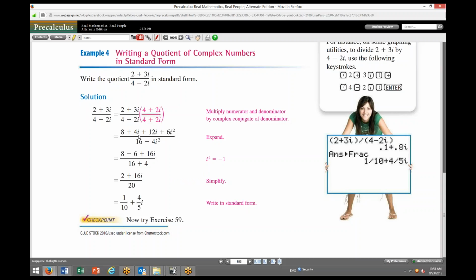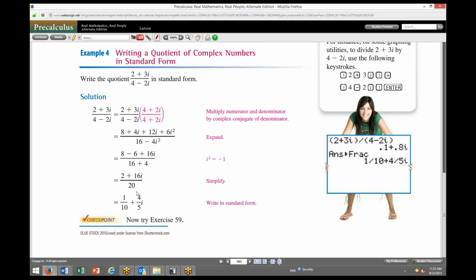So from this step down to this step, what they've done is add the like terms 4i and 12i to get the 16i, and they've converted 6i squared into its equivalent negative 6 form, as just a pure real number. So then we have 8 minus 6, combine that, is just 2 plus the 16i over 20. No longer do we have i in the denominator.